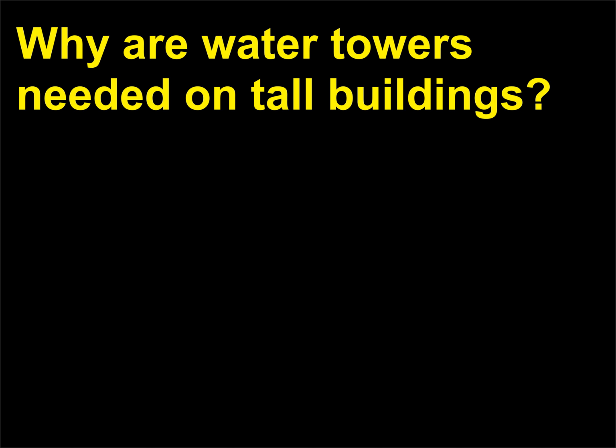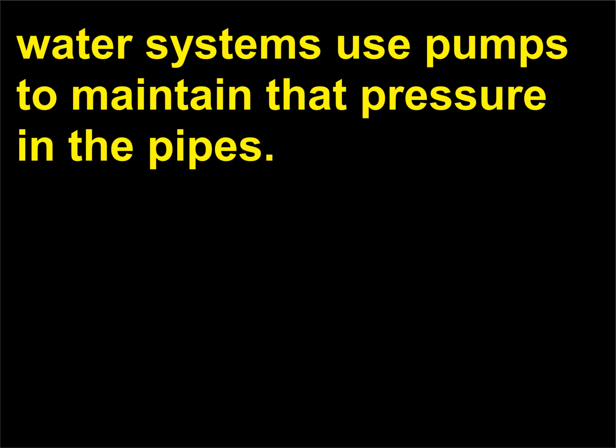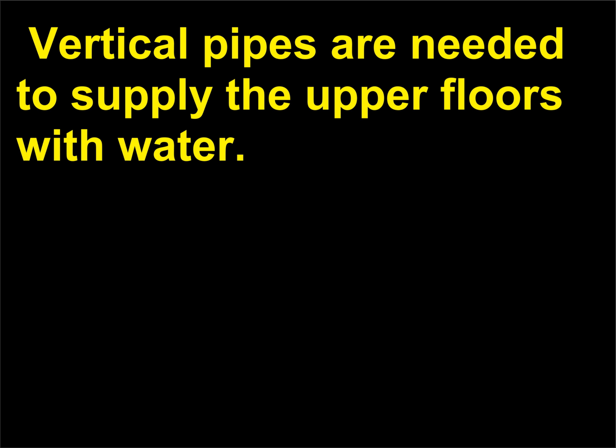Why are water towers needed on tall buildings? A typical home requires water pressures of 50 to 100 psi. City water systems use pumps to maintain that pressure in the pipes. Vertical pipes are needed to supply the upper floors with water.